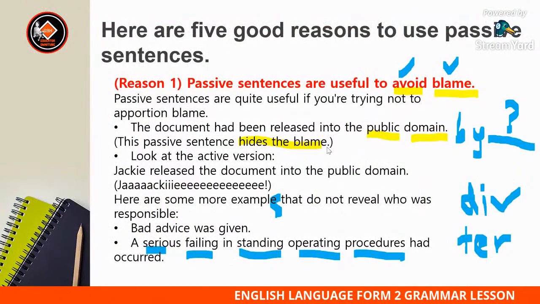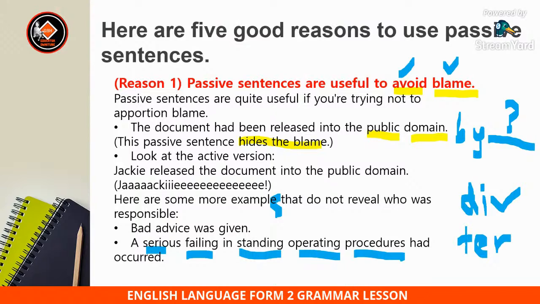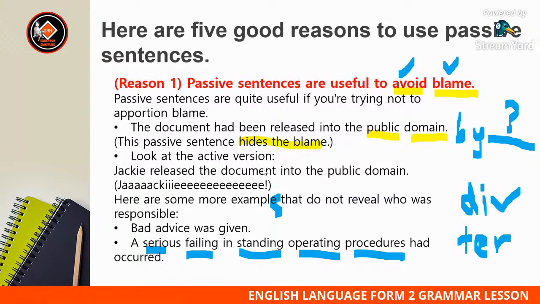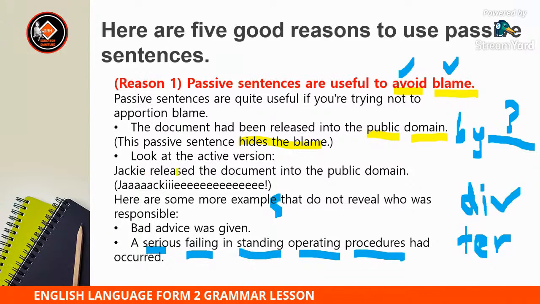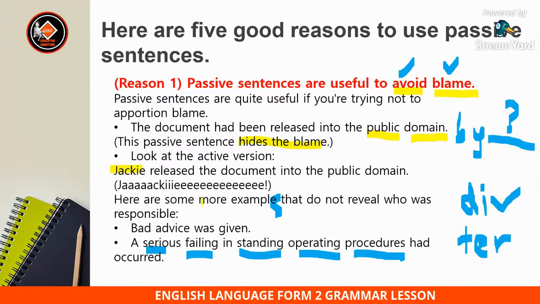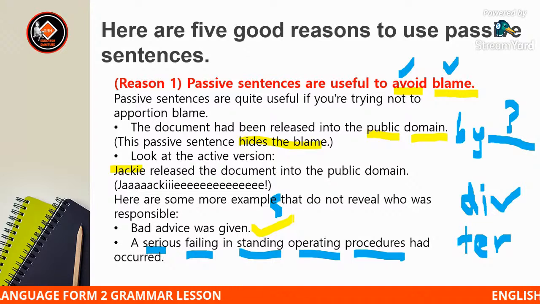Reason 1, just now we don't want to show the blame, right? So just now, the document had been released into the public domain. So who released it into the public domain? The second sentence will tell you. Jackie released the document into the public domain. So it is Jackie. So example number 2, bad advice was given. So who gave the bad advice?